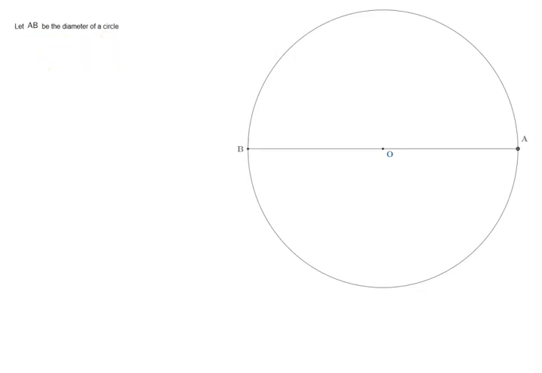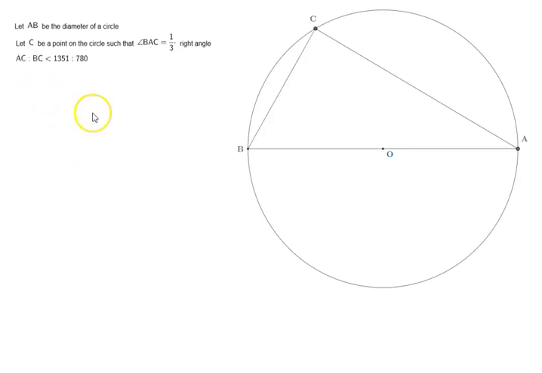Let AB be the diameter of a circle. Let C be a point on the circle such that angle BAC is equal to 1/3 of a right angle. 1/3 of a right angle is 30 degrees. And let's join BC as well. AC is to BC is less than 1351 is to 780.